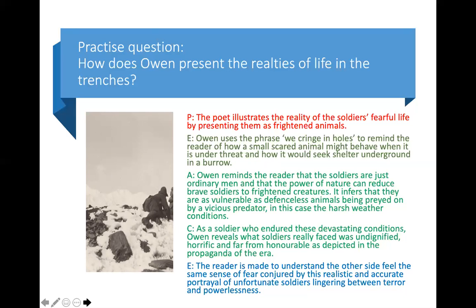Analysis: Owen reminds the reader that the soldiers are just ordinary men and that the power of nature can reduce brave soldiers to frightened creatures. It infers that they're as vulnerable as defenseless animals being preyed on by a vicious predator. In this case, that predator is the harsh weather conditions. Now, contextually, as a soldier endured these devastating conditions, Owen reveals what soldiers really faced was undignified, horrific, and far from honorable, as depicted in the propaganda of the era.